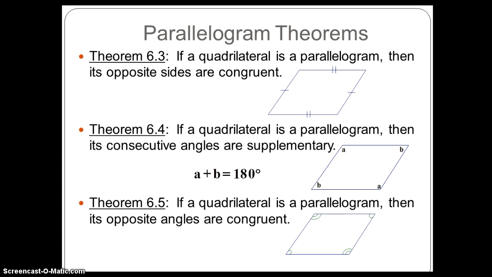The second theorem says that if a quadrilateral is a parallelogram, then its consecutive angles are supplementary. So our consecutive angles A and B, if we add them together, they equal 180. Theorem 6.5 says if a quadrilateral is a parallelogram, then its opposite angles are congruent. So we now know that its opposite angles are congruent and its consecutive angles are supplementary. So we know two things about angles and two things about sides.